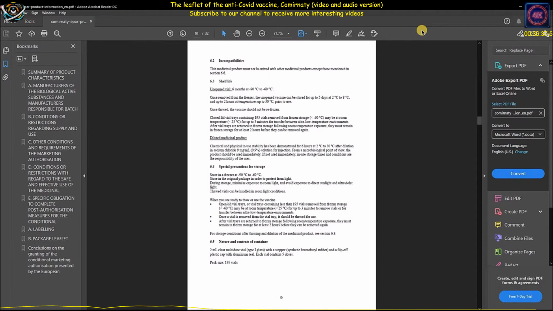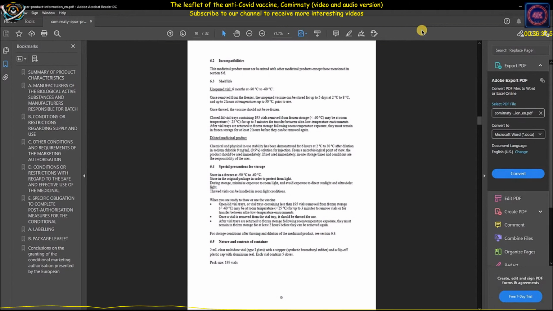6.4 Special precautions for storage. Store in a freezer at -90 degrees Celsius to -60 degrees Celsius. Store in the original package in order to protect from light. During storage, minimize exposure to room light, and avoid exposure to direct sunlight and ultraviolet light. Thawed vials can be handled in room light conditions.